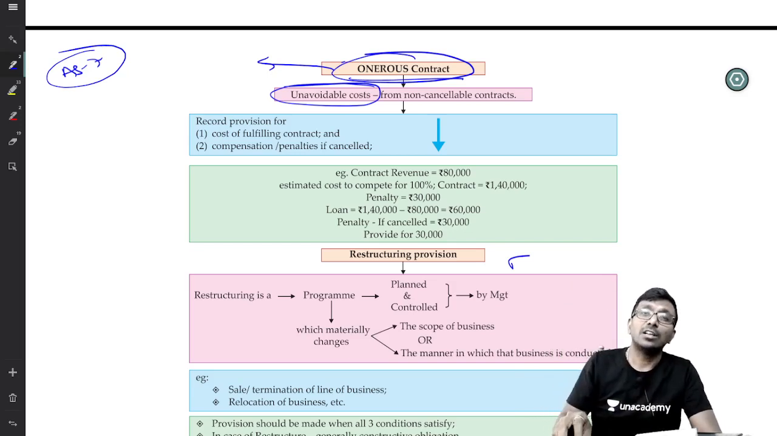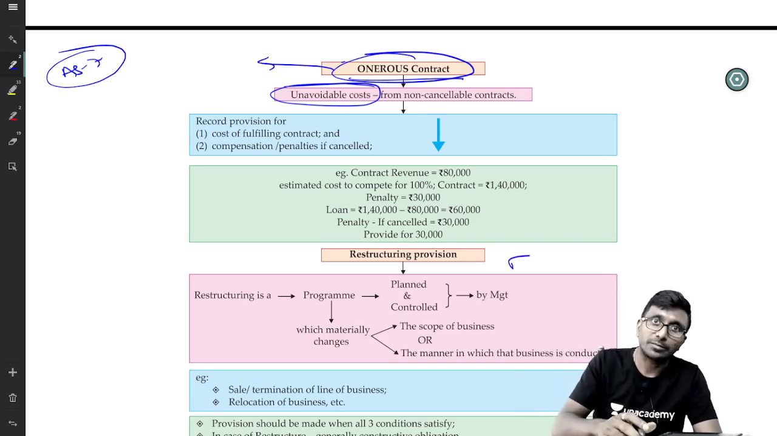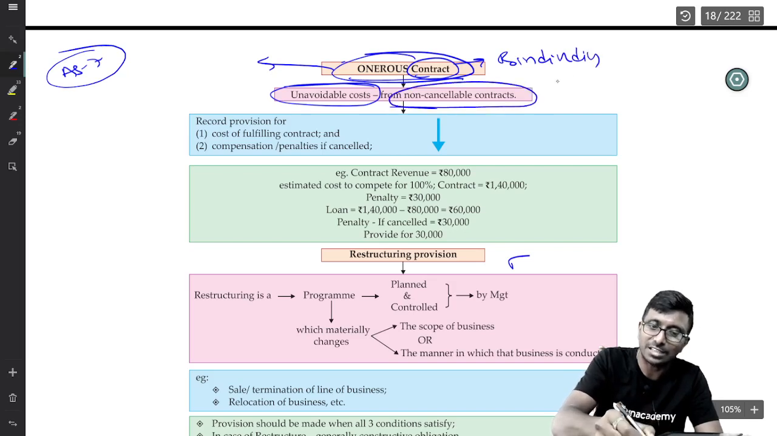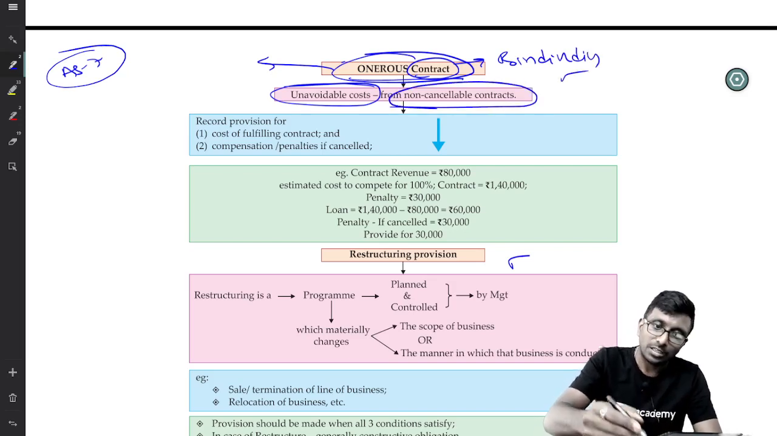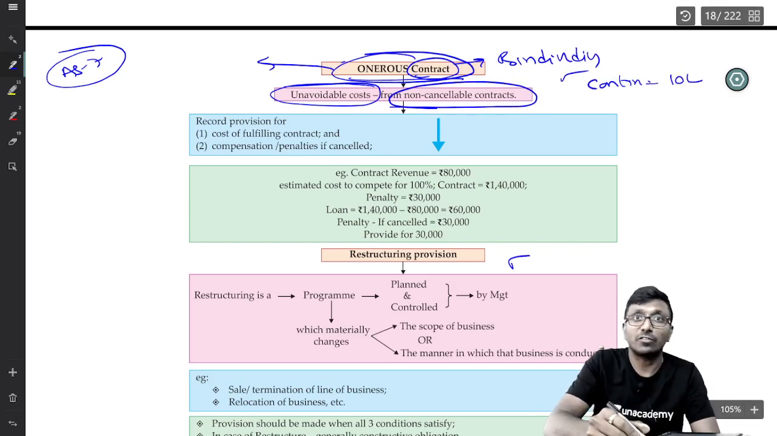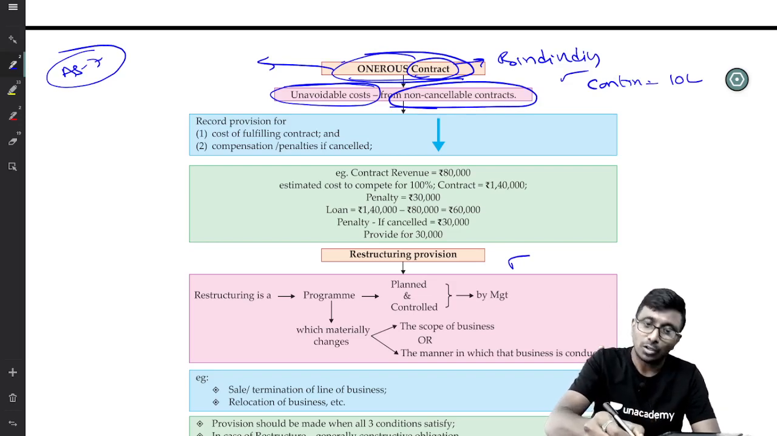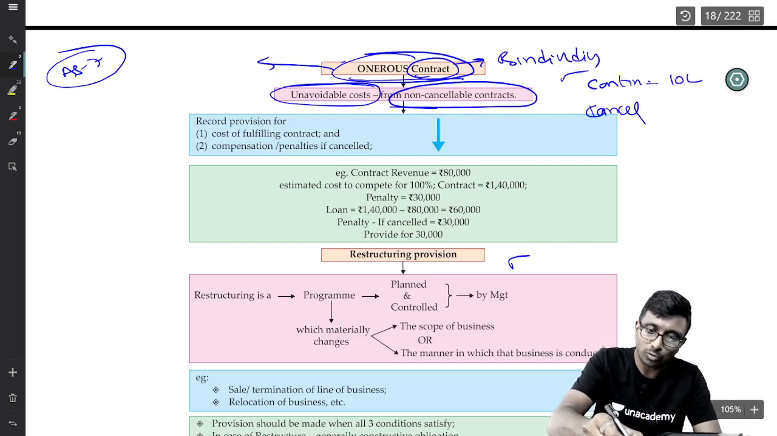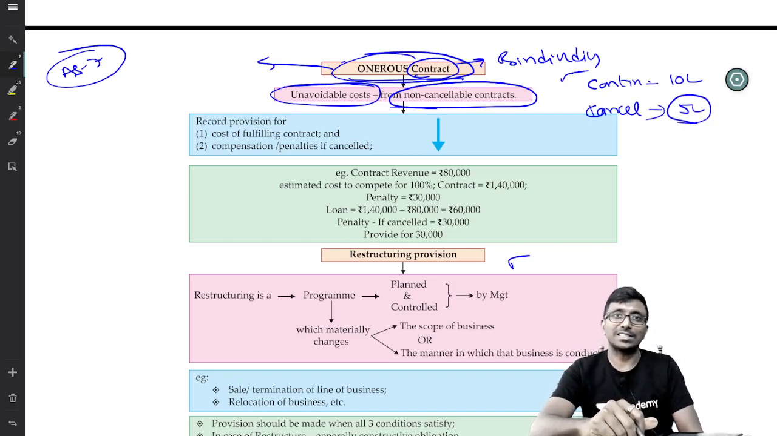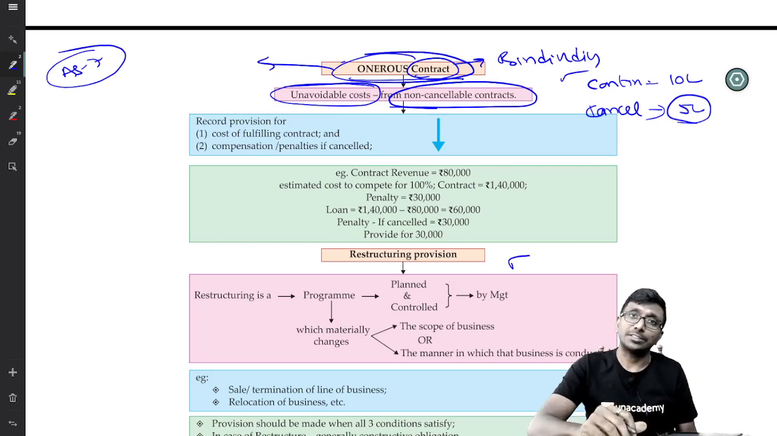Same sentence here, you have to book the loss for this contract. Which contracts are these? These are binding, non-cancelable contracts. Suppose if I continue the contract, I will be making 10 lakh rupees of loss. If I cancel the contract, saying bye-bye, then the agreement says, Ravi, first you pay 5 lakh rupees and then cancel the contract.